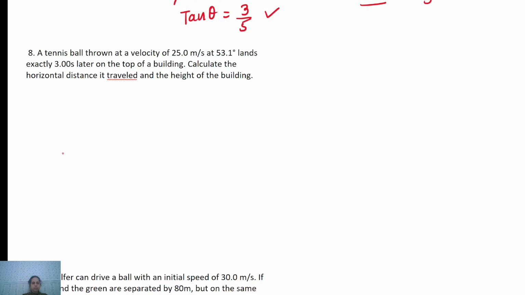This one. Okay, so let's just write 25 sine 53.1 times 3. It's the same time, but now, this is one of the other mistakes which the students make: when to take a as negative, when to take a as positive. Just see, if your velocity is in the upward direction, your a will be negative. If your velocity is in the downward direction, your a will be plus g.